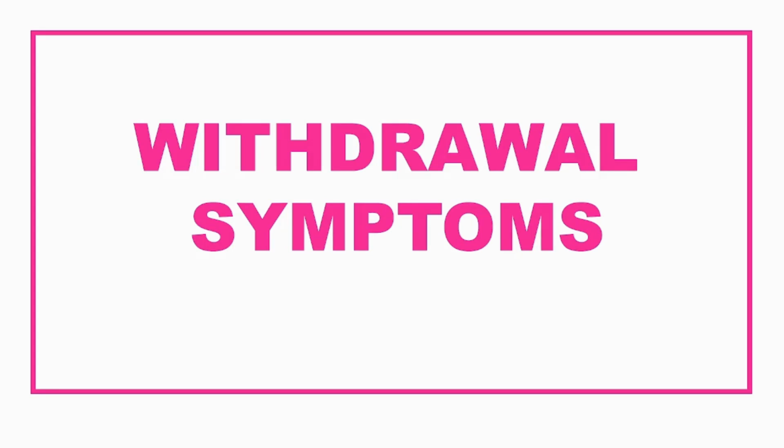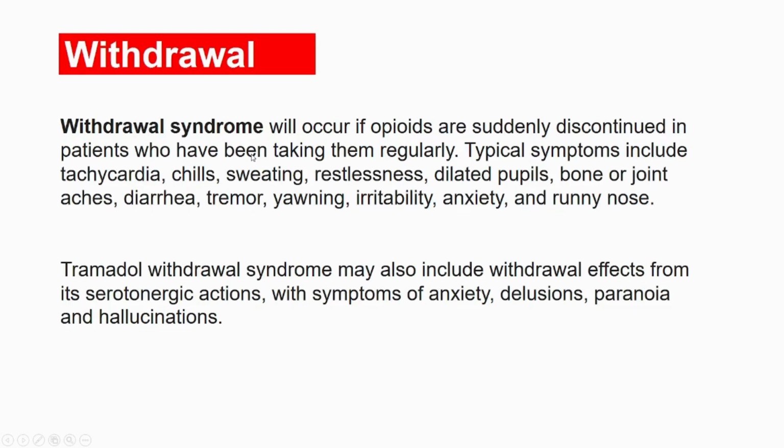Opiates also have withdrawal symptoms. Someone who has been taking opiates chronically for a long period of time, if they suddenly stop, can experience withdrawal symptoms. Therefore, opiates have to be stopped gradually. Typical withdrawal symptoms can be chills, sweating, and palpitations, and can also include diarrhea, yawning, irritability, and runny nose. You might have noticed patients on chronic opiate therapy who from time to time experience a runny nose. That could be a sign of opioid withdrawal symptoms.